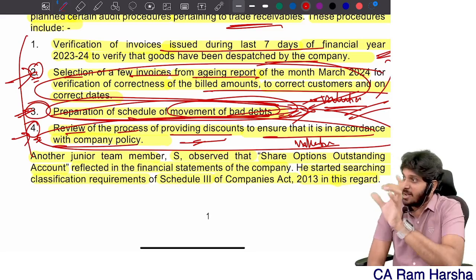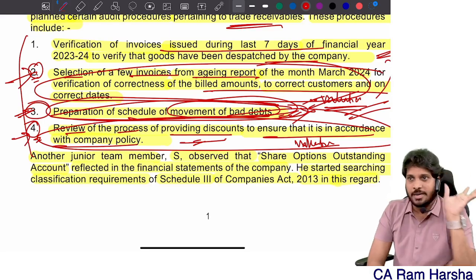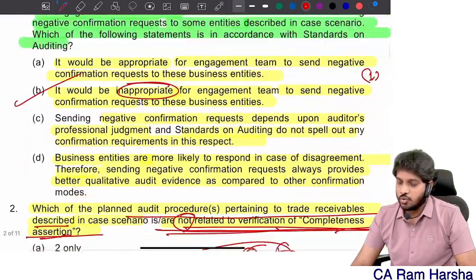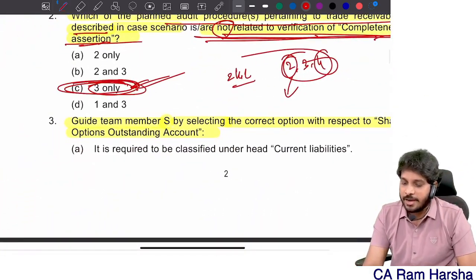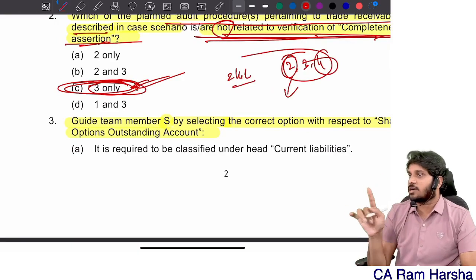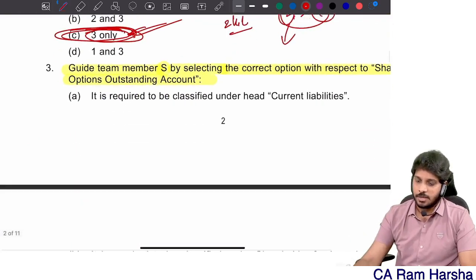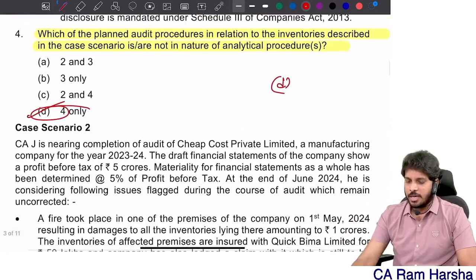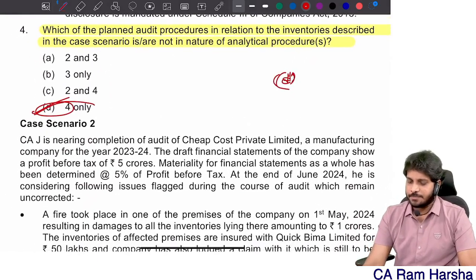There we see measurement and valuation. This is actually what? Measurement and valuation. That's it. So 2, 3, 4 should be the answer, but they only gave 3. 2 and 4 they have not covered, which is actually not right. Next. Here 4 only. Yeah, here it is right.